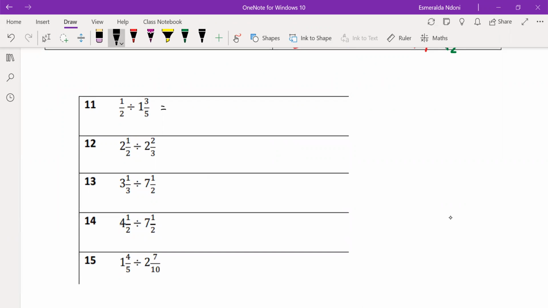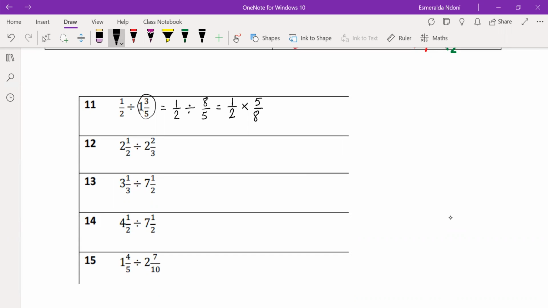So the first one is a half. It's not a mixed number, so there's nothing I need to do there. And I need to divide the half by this fraction, which I need to turn into an improper fraction. 5 times 1, 5, adding the 3, 8 over 5. Now I know that to divide fractions, I multiply by the reciprocal. I keep the first fraction as it is, and I multiply by the reciprocal.